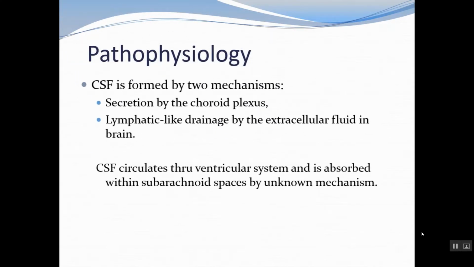It is formed by two mechanisms: secretion by the choroid plexus and lymphatic-like drainage by extracellular fluid in the brain. CSF circulates through the ventricular system and is absorbed within the subarachnoid space by unknown mechanisms.